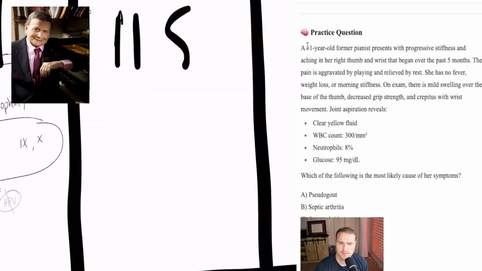All right. This question is typically going to be an older patient. A 61-year-old former pianist presents with progressive stiffness and aching of her right thumb and wrist that began over the past 5 months. The pain is aggravated by playing and relieved by rest. That should make you already think of osteoarthritis. So piano, it could be tennis coaching. It could be a lot of things. Repetitive joint use. It's typically in elderly patients, maybe late 50s, early 60s.